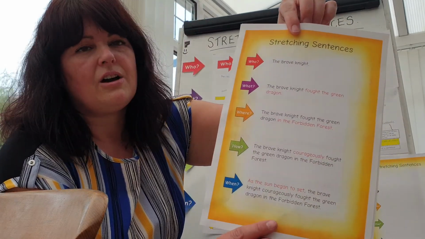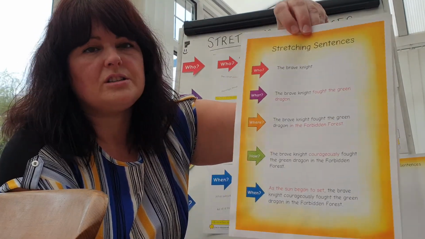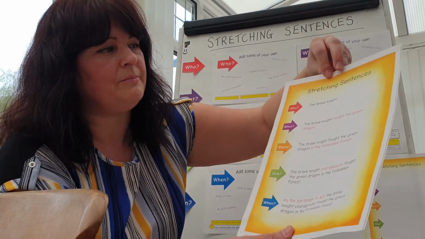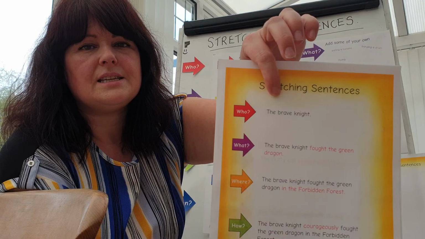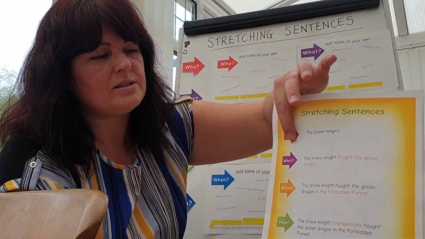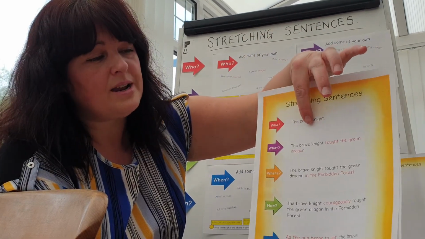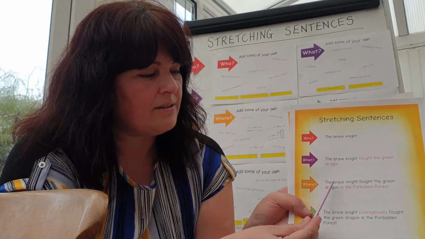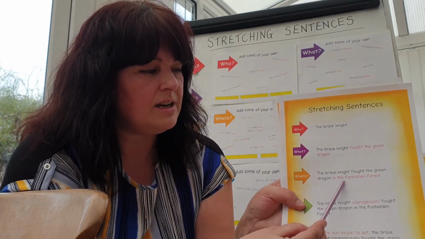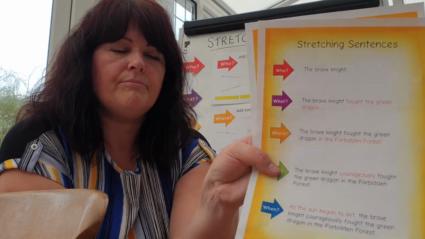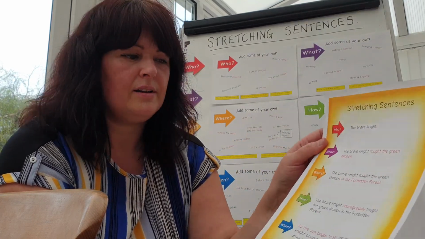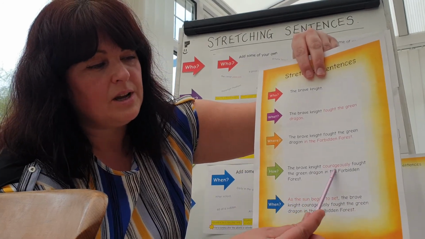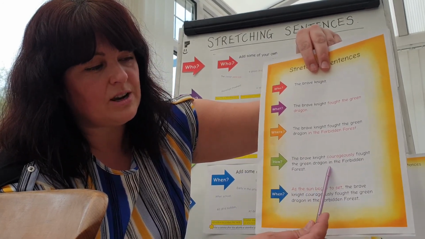And then as you get to your older children, you can start putting in more of the arrows. So we've got the when there as well. We've got the brave knight as the who. What's the brave knight doing? The brave knight fought the green dragon. Where? The brave knight fought the green dragon in the forbidden forest. How? The brave knight courageously, and so we're putting the adverbs in now, courageously fought the green dragon in the forbidden forest.